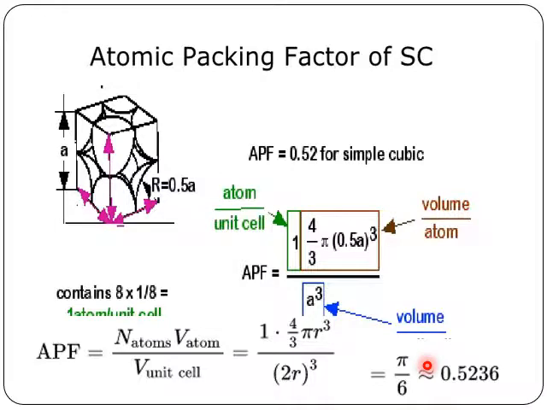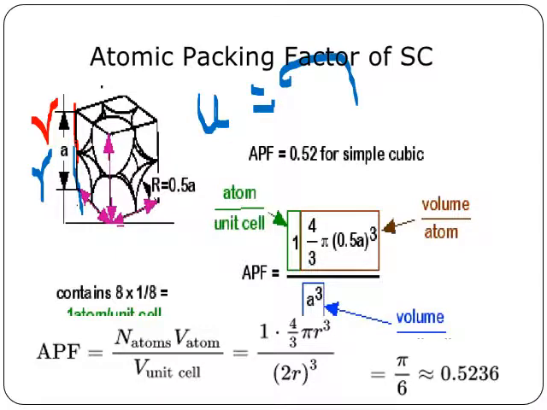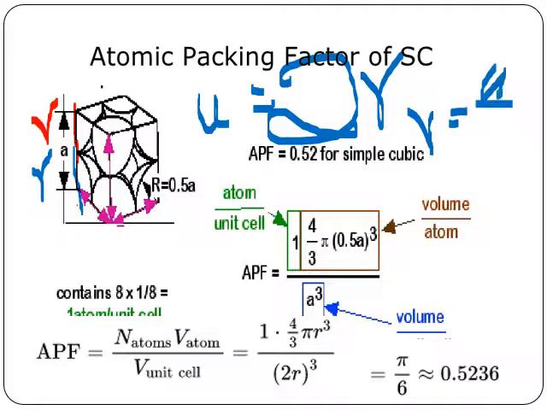Okay, so for a simple cube, we said this is a. And when I say this is a, the same length can be written as 2r, because you can see here, from edge to edge it's an r, and from edge to edge again it's an r. So the whole thing is a, that will be equal to 2r. Or else you can write r will be equal to a by 2.